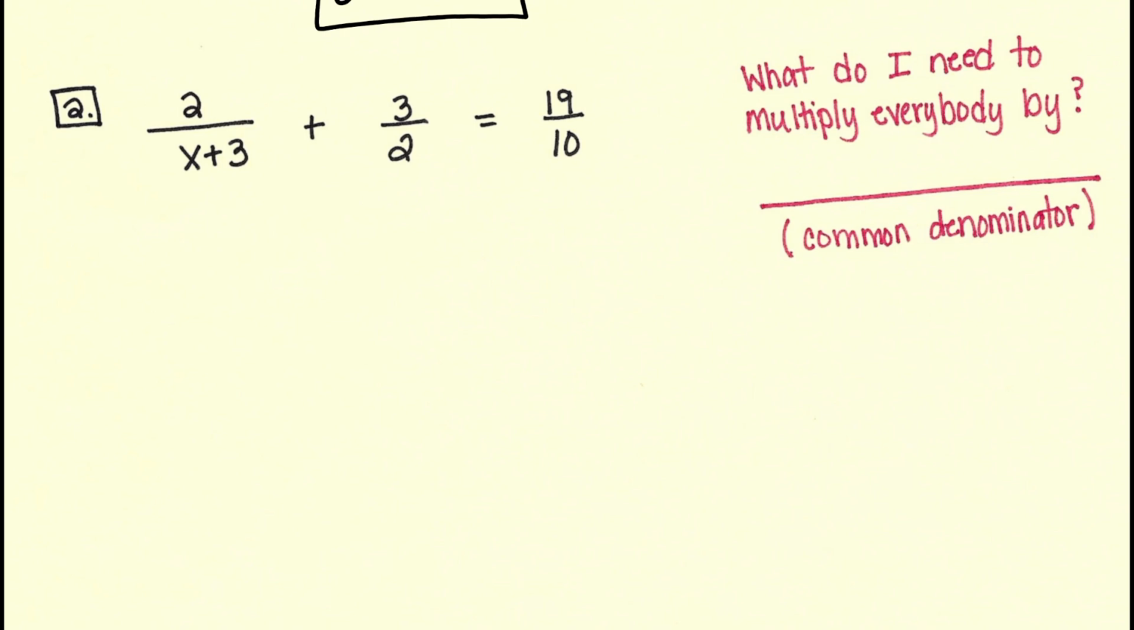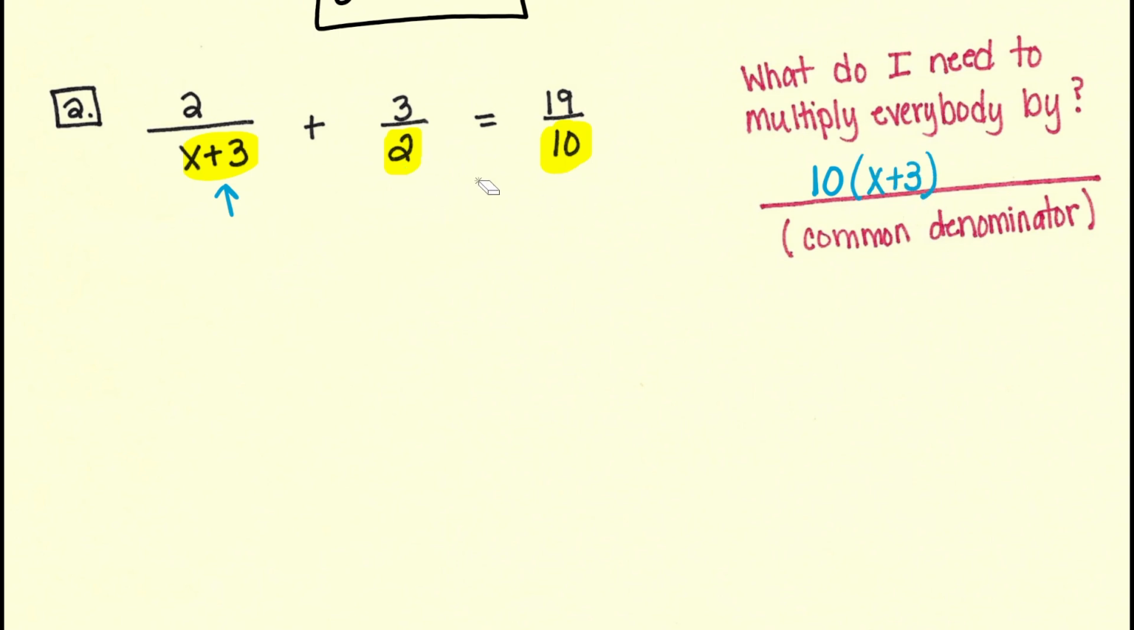So we need to find a common denominator. So look at all your denominators. You have an x plus 3, a 2, and a 10. So we need to find a denominator that all of those will go into. We know pretty easily that the 10 and the 2 both go into 10. So 10 will be able to handle those two items. But we also need for an x plus 3 to go into it. So we need an x plus 3.